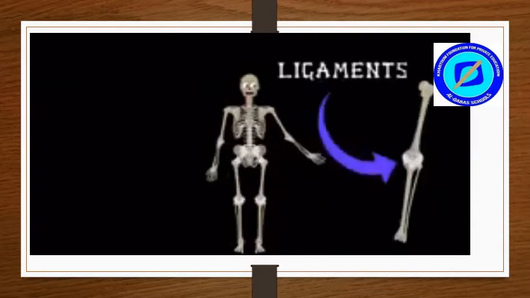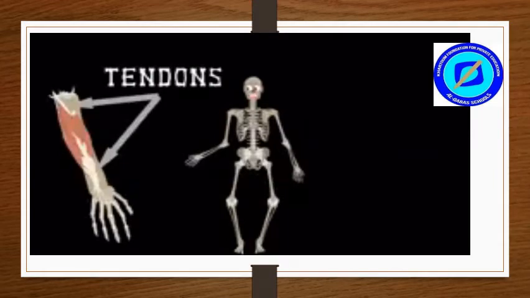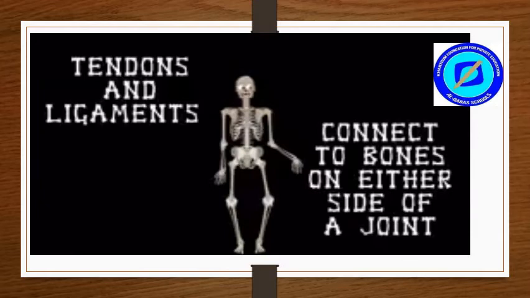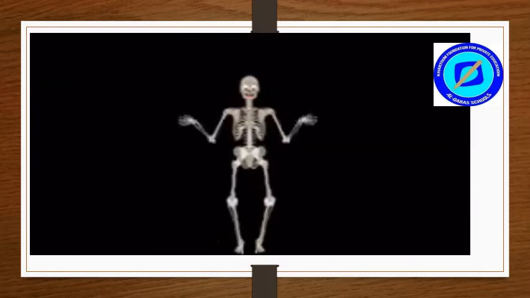Ligaments hold the ends of your bones together. This is true, and muscles attach to bone with tendons, connective tissue. Tendons and ligaments connect to bones on either side of a joint, holding bones together tightly, that is the point.